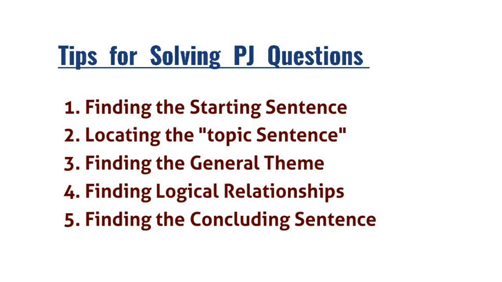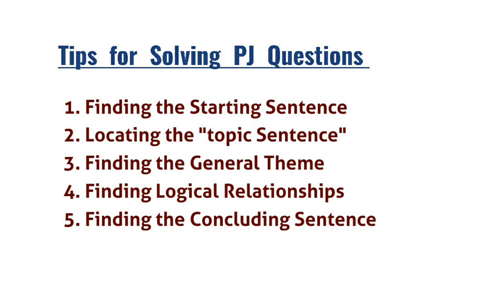Now I am telling you the basic tips for solving paragraph jumble questions. First, finding the starting sentence. It is one of the keys to solving the question correctly. Second, locating the topic sentence. Mostly one of the sentences in a paragraph will introduce the main topic of the paragraph. This sentence will give us the key to the entire paragraph, and the topic sentence might be the clue to the first sentence of the passage, but that is not an absolute rule.